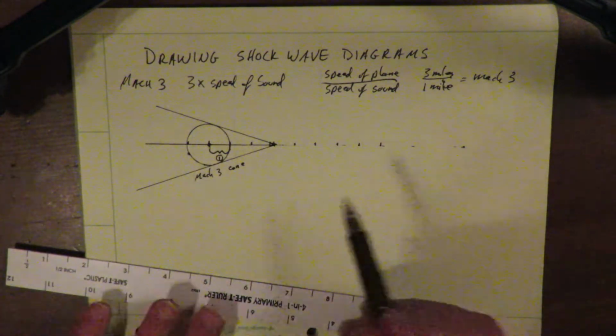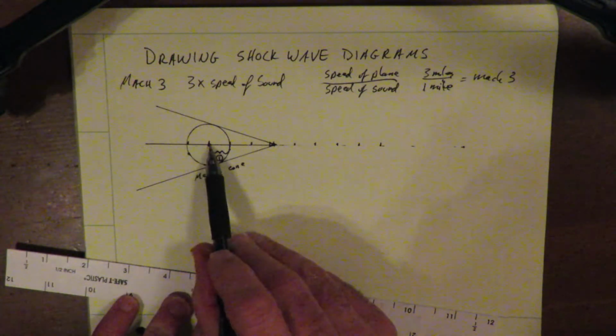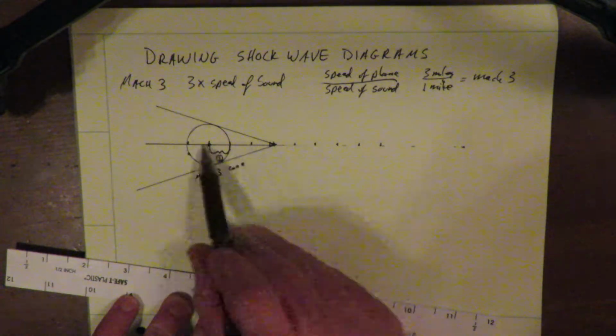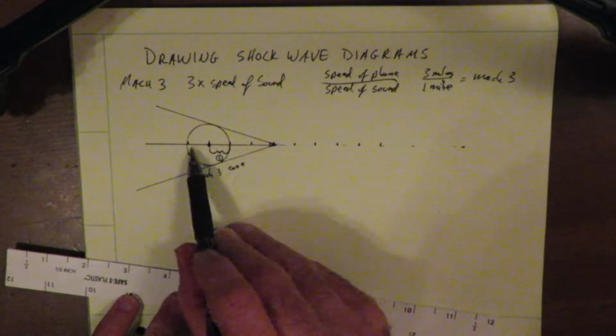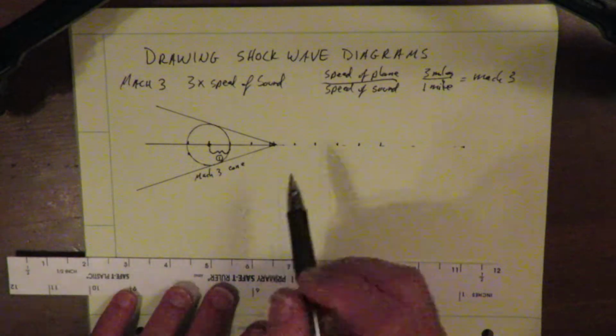Right? So to review, we have to have some kind of reference gauge here, and in this case we used 1/2 inch intervals because it goes well with a quarter.